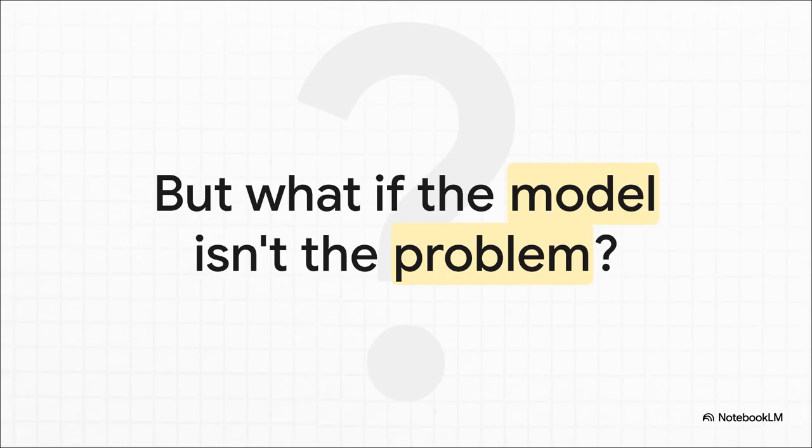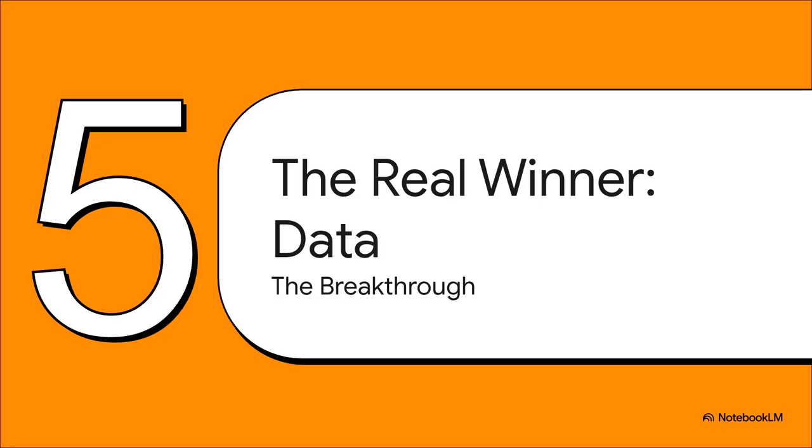And this is the turning point of our whole story. This is the big question. We've been so focused on tweaking the machine, trying to find a better algorithm, that we never stopped to ask, what if the model isn't the problem at all? And that brings us to the climax of this whole explainer, Section 5, where we finally meet the real winner, better data. Because the breakthrough we were looking for, yeah, it wasn't in the algorithm.